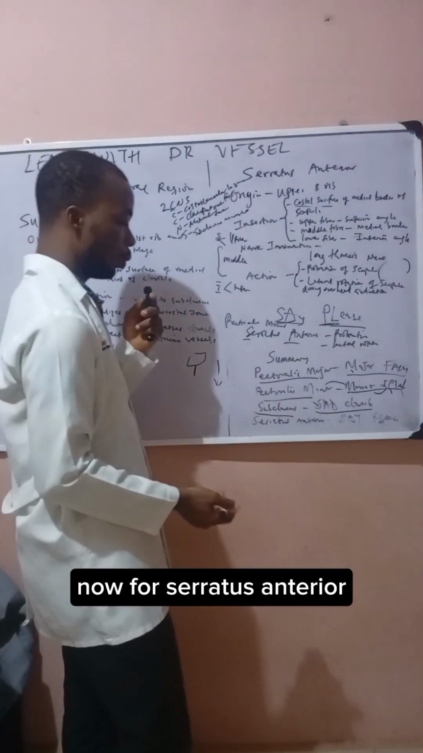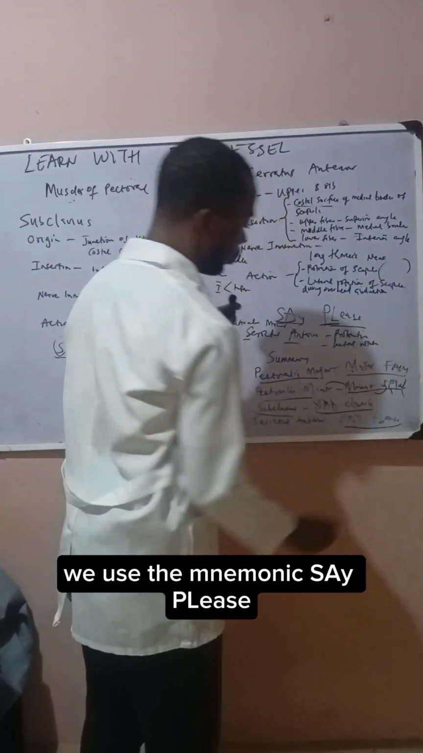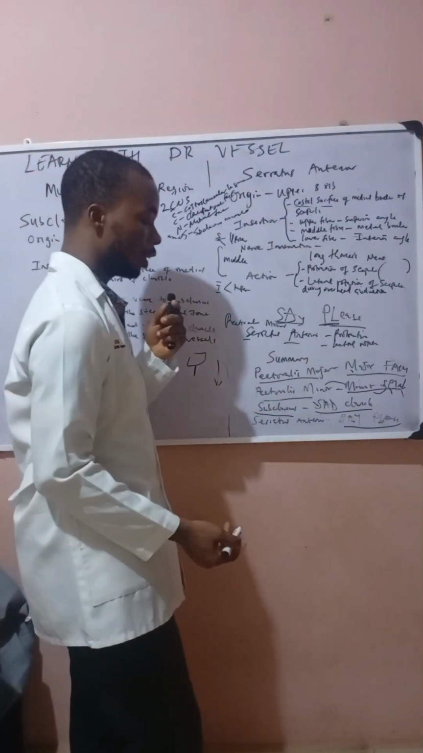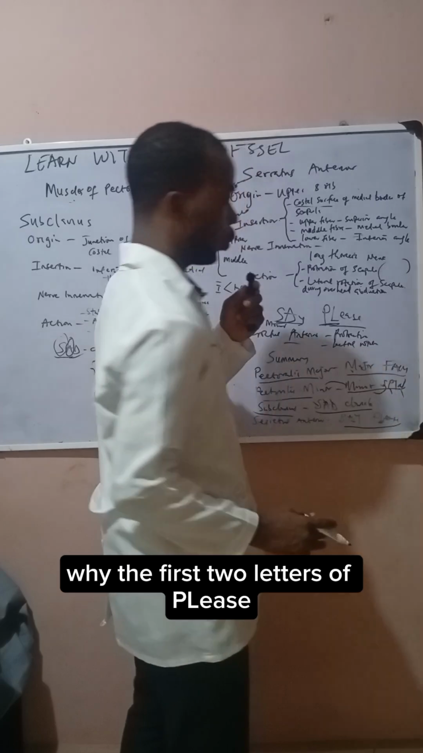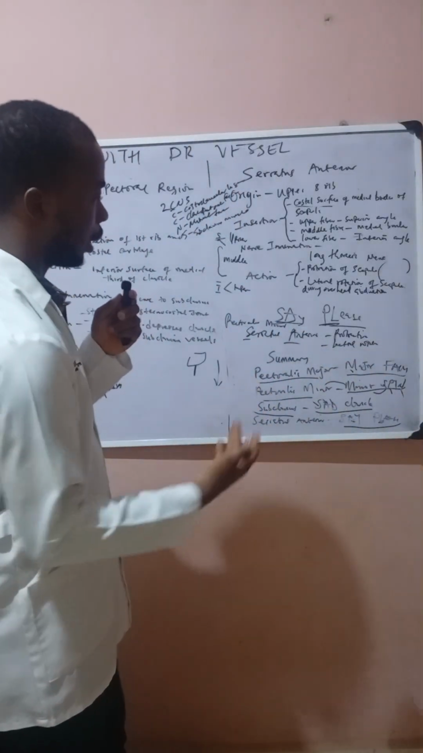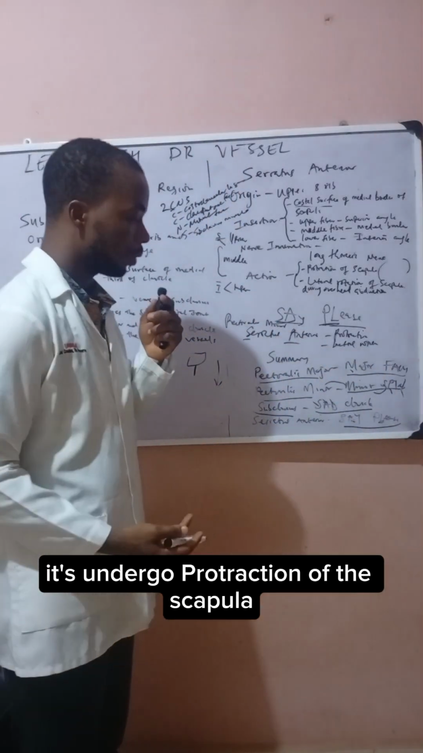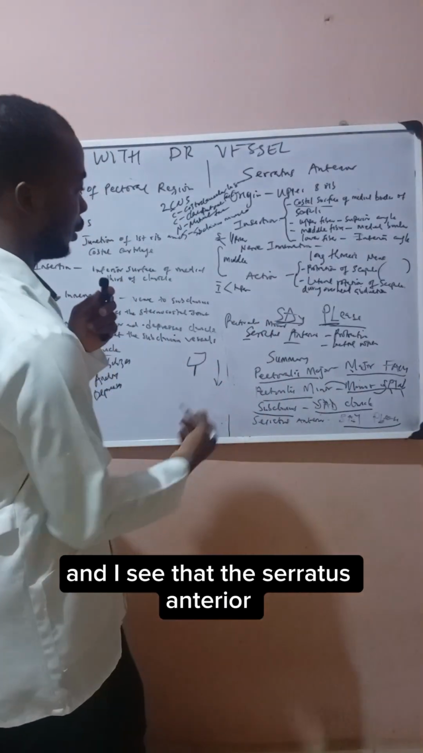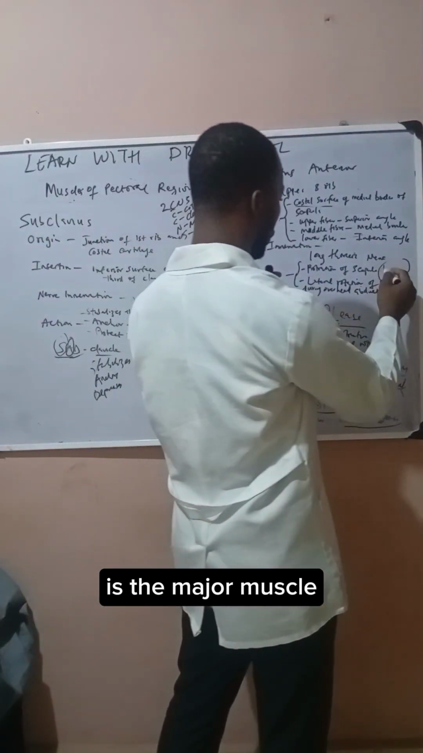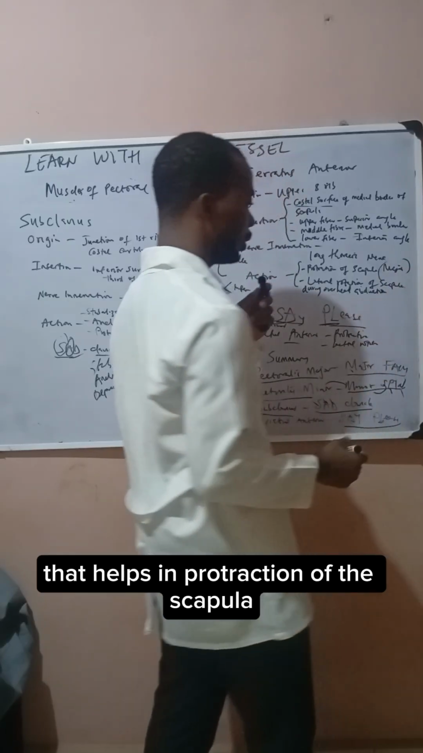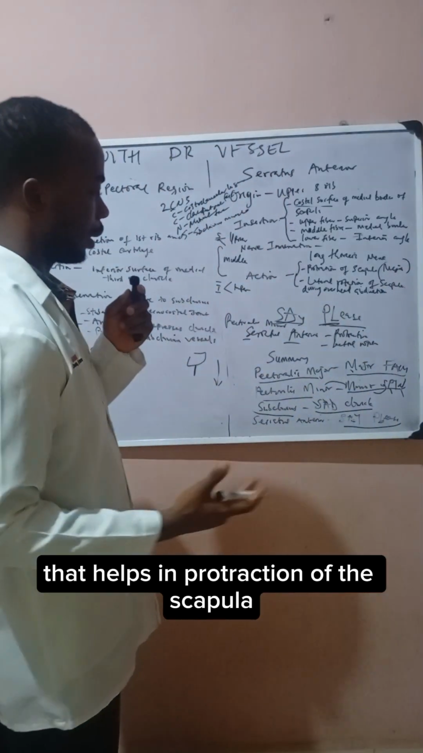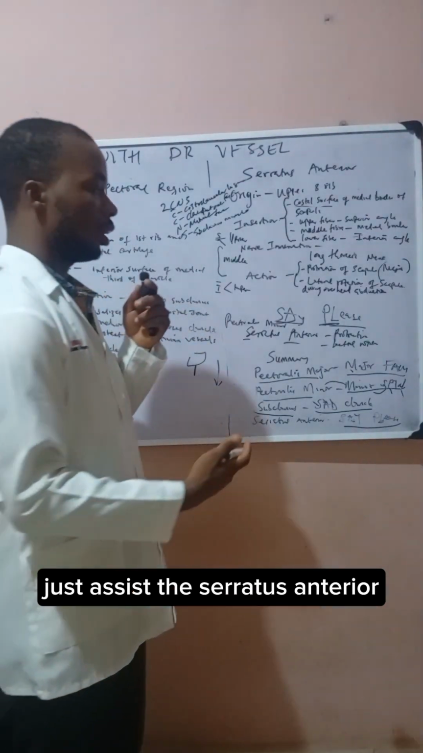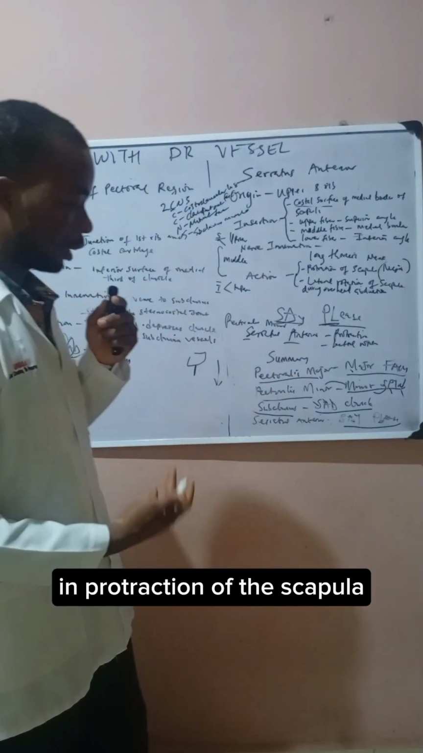Now for serratus anterior, we use the mnemonic SAY PLEASE, where the first two letters of SAY help us remember the serratus anterior, while the first two letters of PLEASE help us remember that it undergoes protraction of the scapula and also lateral rotation. And I said that serratus anterior is the major muscle that helps in protraction of the scapula, while the pectoralis minor just assists the serratus anterior in protraction of the scapula.